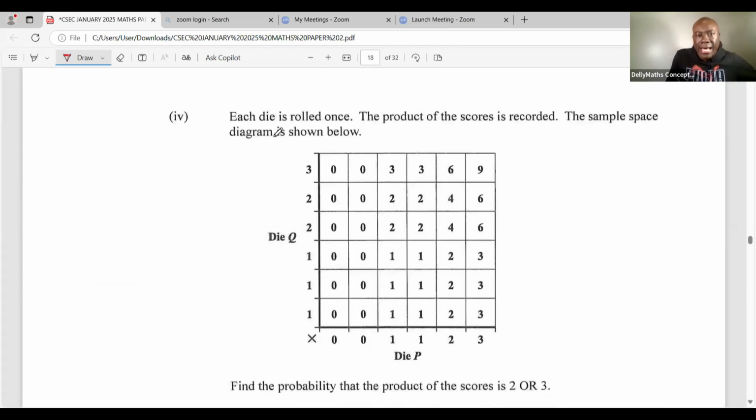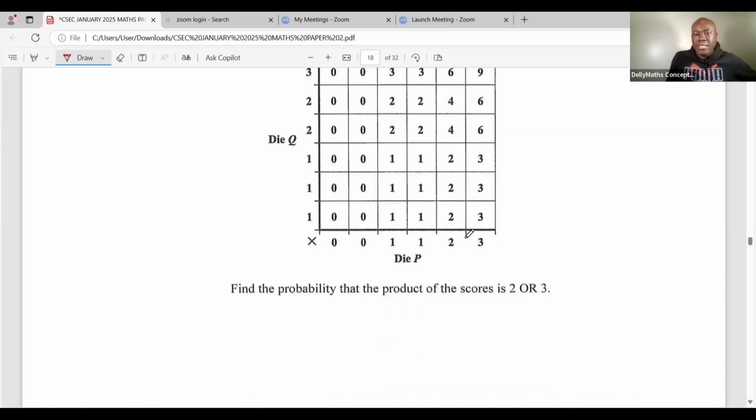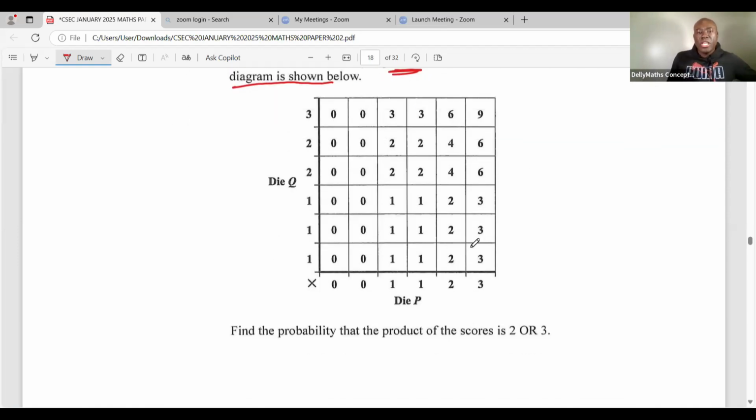Now, here is the last one, I think. It says each die is rolled once. The product of the score is recorded. Product means they multiply the results they see on top and put the result in this table. The sample space diagram is shown below. Sample space refers to the total possibilities that exist in this situation when you throw those 2 dice. All the possible combinations being multiplied are already here in the table.